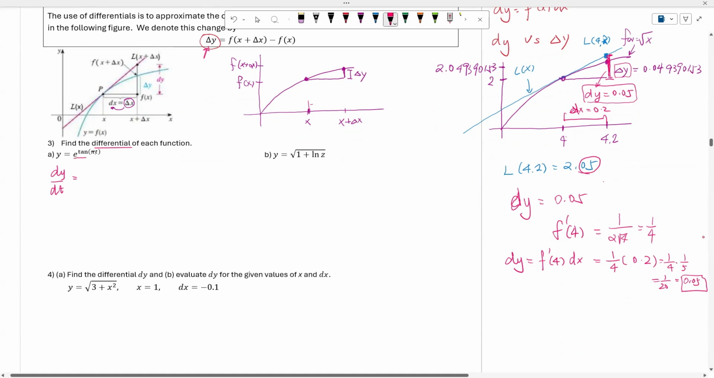And one thing about this is, remember, we have to use the chain rule. So e to the u, the derivative of e to the u is e to the u prime, right? So now we have e to the tangent of pi t multiplied by the derivative of tangent of pi t.